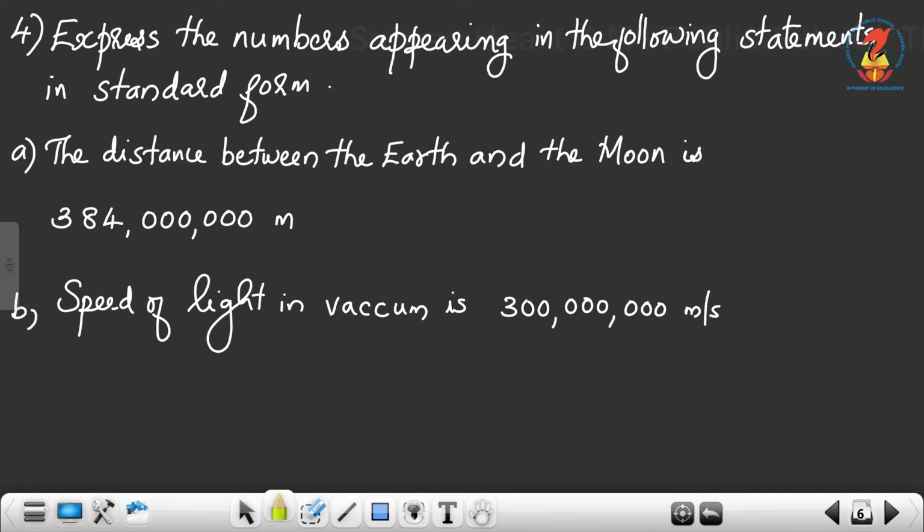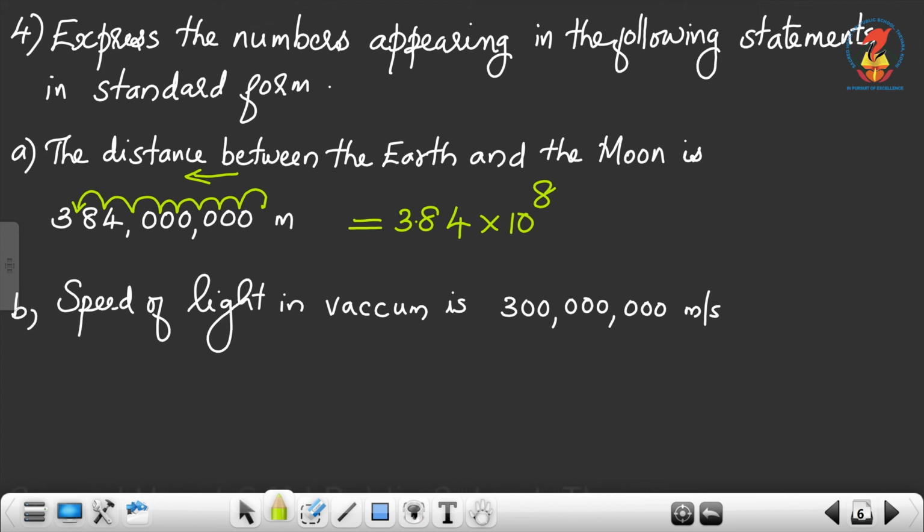Now express the numbers appearing in the following statements in standard form. The distance between the earth and the moon. So this is a very large number. So you have to write it in the standard form. You have to assume that the decimal point is at the right end. So from the right end you have to move to the left. 1, 2, 3, 4, 5, 6, 7, 8. So 3.84 into 10 raised to 8.